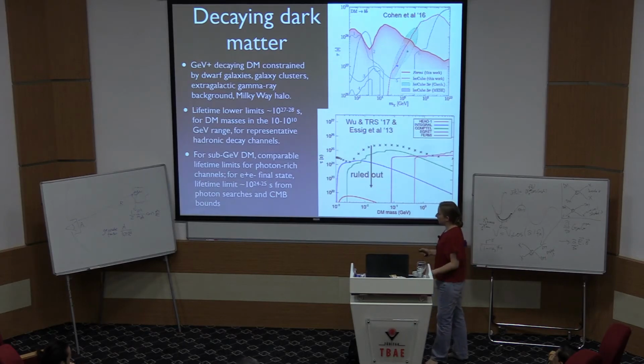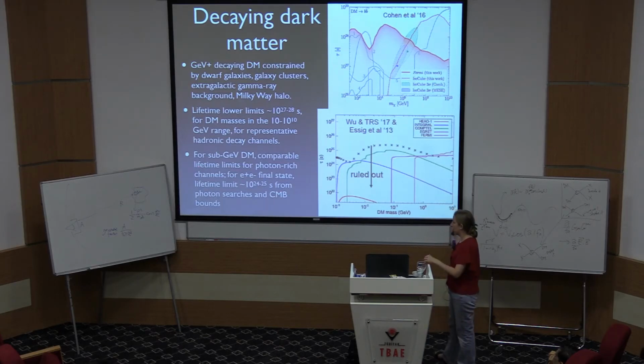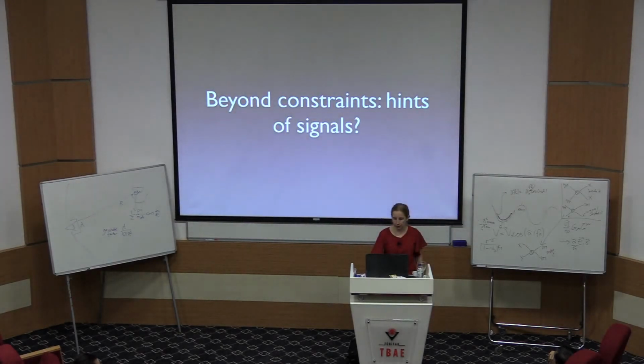For sub-GeV dark matter, you can keep extending this lifetime limit down so long as you make plenty of photons. If you decay mostly leptonically, there's a weaker lifetime limit, but it's pretty robust and stretches over the whole range, from cosmic microwave background bounds at a lifetime of about 10 to the 24 to 10 to the 25 seconds. So if the dark matter decays into standard model stuff, its lifetime is probably at least 8 orders of magnitude longer than the age of the universe, or we would have seen the signals.